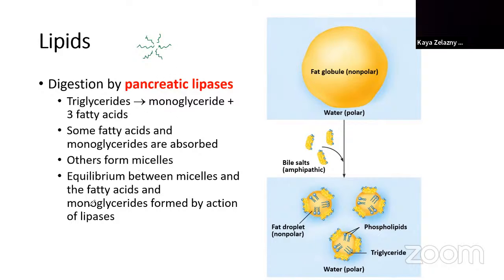And basically, as we absorb fatty acids, the micelles and the fatty acids and monoglycerides that we're absorbing are at equilibrium, which means that when we absorb a fatty acid, the micelle is going to release another fatty acid, which we can then absorb, and so on. So as we absorb more fatty acids, we release more fatty acids.